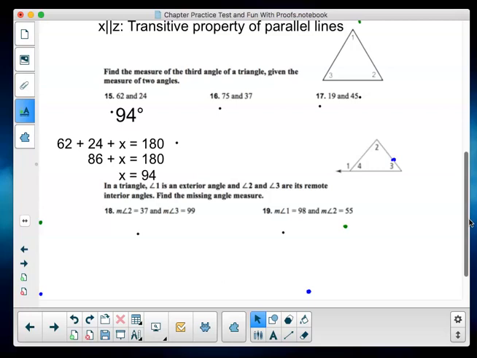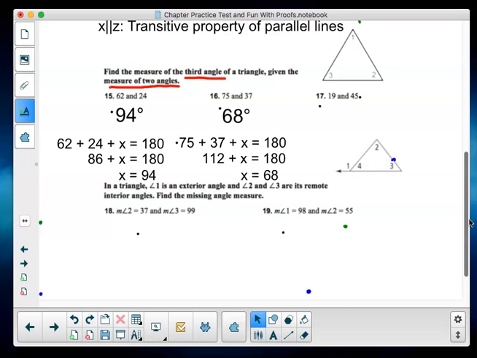Now remember, I know this because I'm finding the measure of the 3rd angle of a triangle given the measure of 2 angles. All right, so 75 and 37 are 2 interior angles of the triangle. So 75 plus 37 plus x is equal to 180. Add them together, 112. Subtract, and I know x is 68, so I got 68 degrees.